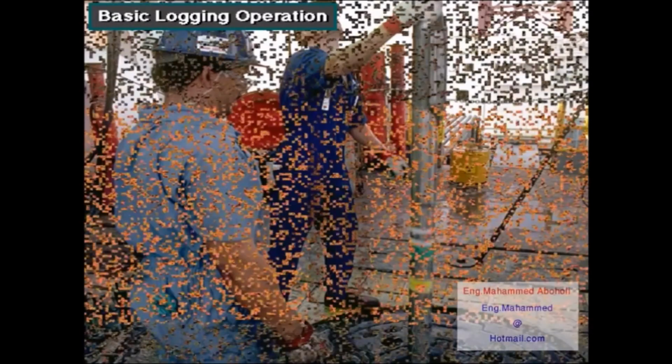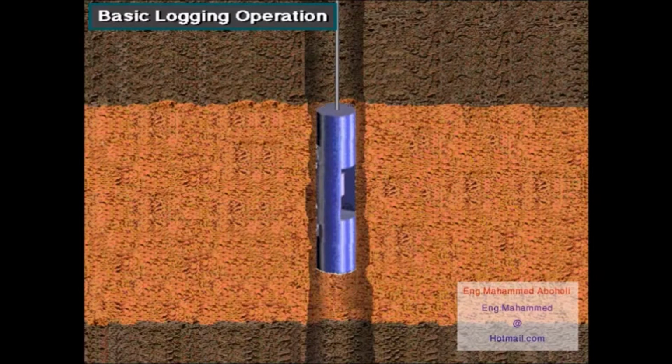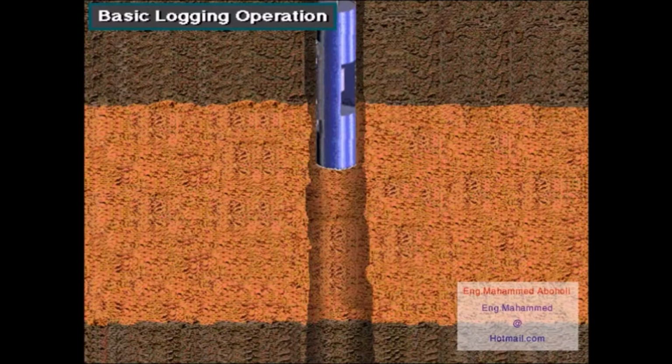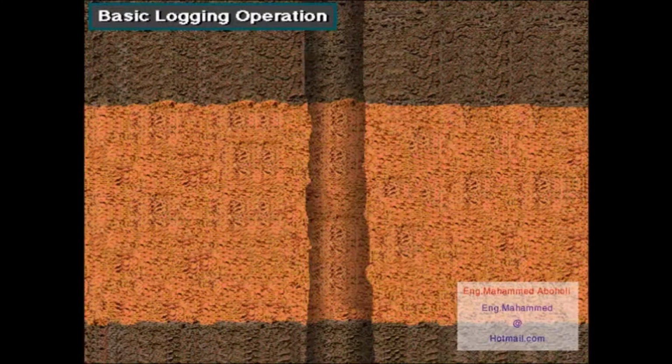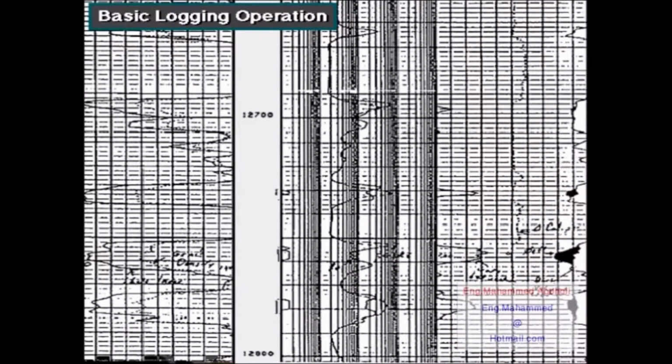The logging unit lowers the logging tool on a conductive wireline into the well to the depth of investigation. The unit then reels in the tool. As the tool comes up the hole, it detects certain aspects of the formation. It sends the information through the conductive wireline to the surface. On the surface, the computer of the logging unit records the information. The computer then prints out the information, which is the log. The log can be examined by the well logger to determine whether oil or gas exists in the formation.